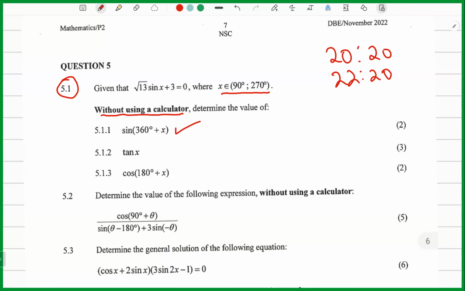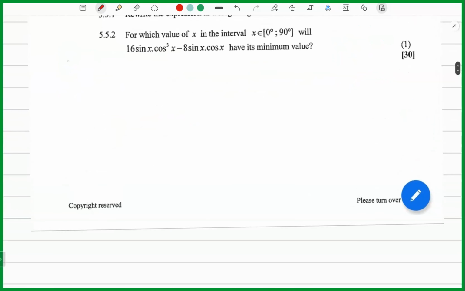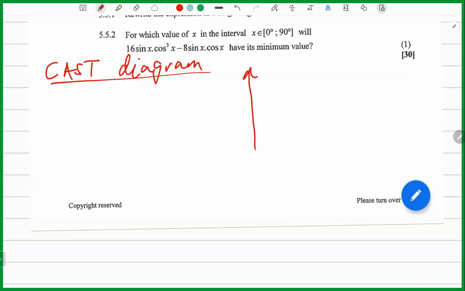Okay, the question is, how do we find the value of this? How do we determine this? To determine this, we use something that is very famous. We call it the cast diagram. Right, there's something called the cast diagram. And it's very famous. I'm sure that you have seen that, but we are revising together, so I'm trying to make sure that we are on the same page and we refer to the same diagram.